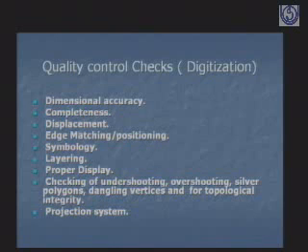While digitizing, we have to make different quality control checks: dimensional accuracy, completeness, displacement, edge matching and positioning, symbology, layering, proper display, checking undershooting, overshooting, and sliver polygons. It means that after digitization we may find that one road is hanging and has not matched with the other road. This correction we have to do while doing this digitization.